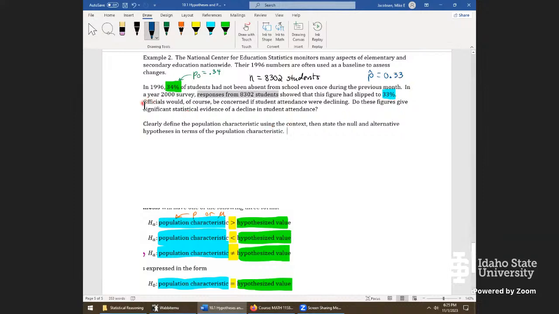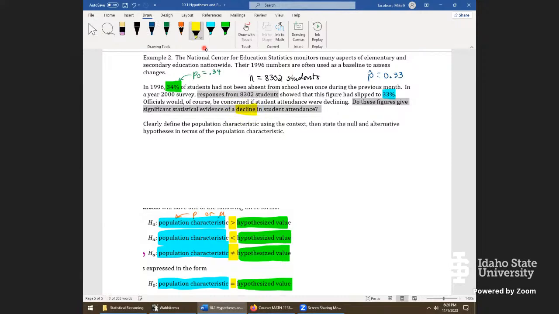Now it says, coming down next, officials would, of course, be concerned if students' attendance were declining. Do these figures give significant statistical evidence of a decline in student attendance? That's a good sentence to pause on. They gave us a directionality just right here. From the word decline, is that a less than, greater than, or not equals? Exactly. Decline means something is going down.